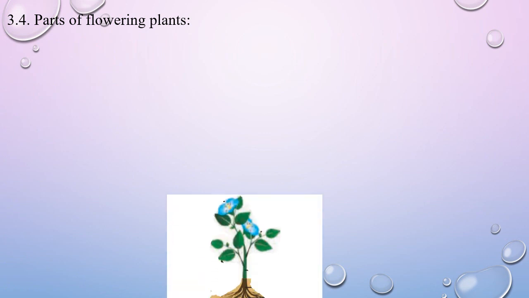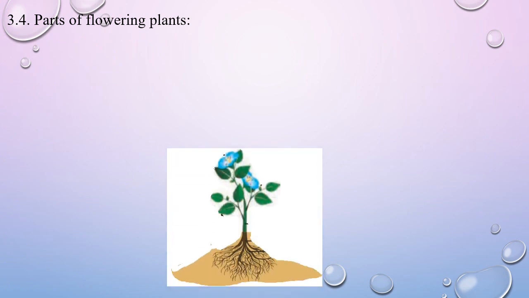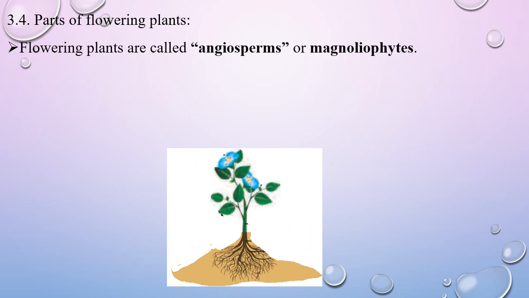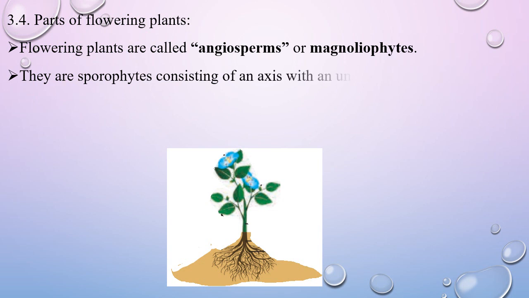Now let us see the parts of a flowering plant. So already you might have learned in your lower classes about the parts of the flowering plant. The flowering plants are called the angiosperms, or also known as the magnoliophytes. Here we can see the sporophyte, which consists of an underground root system and an aerial shoot system.